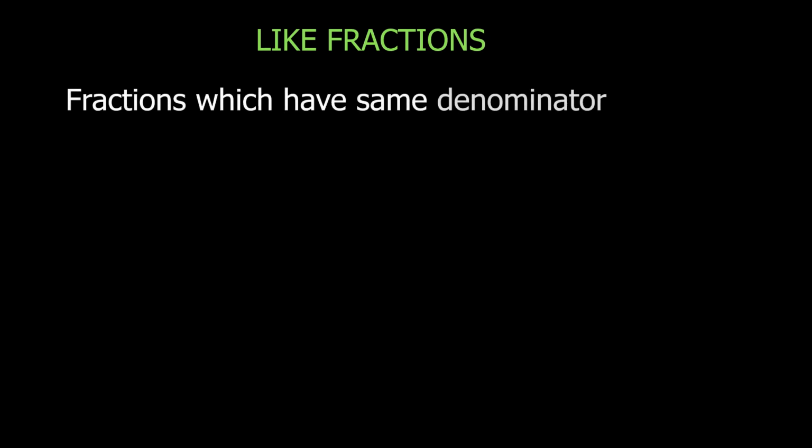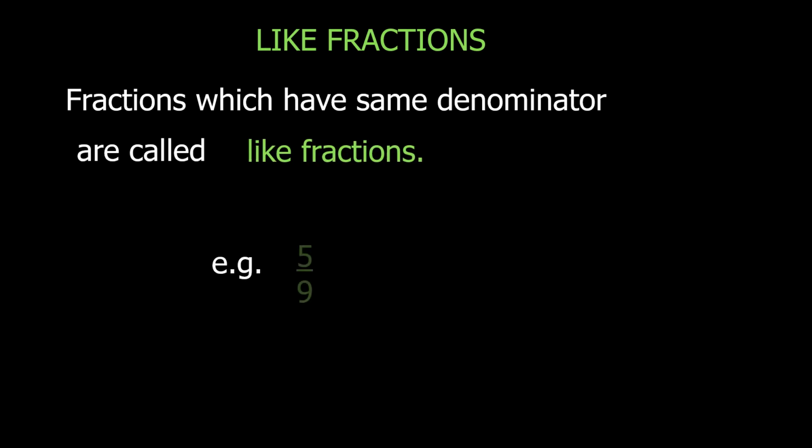Next one is like fractions. Like fractions means the denominators are the same. Fractions which have the same denominator are called like fractions. So let us see some examples. 5 by 9, 3 by 9, 2 by 9, 4 by 9, etc. are like fractions. So if the denominators are the same, then they are called like fractions.